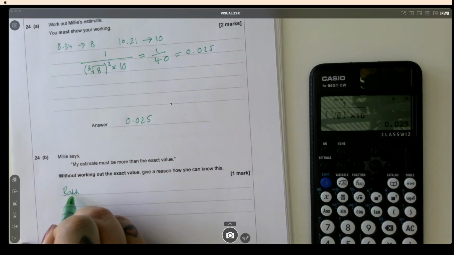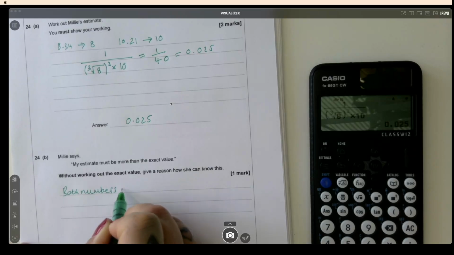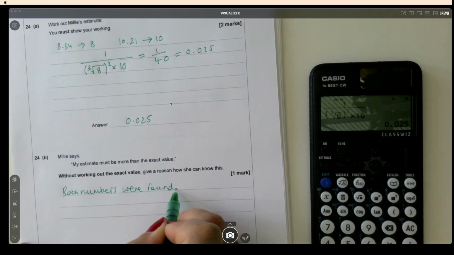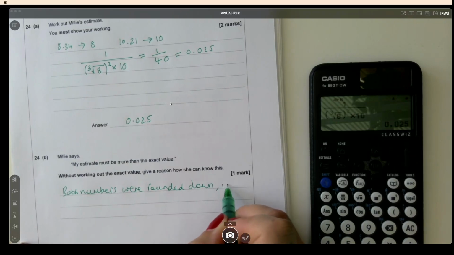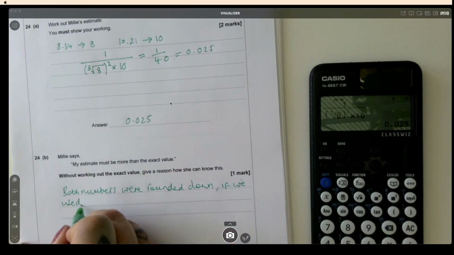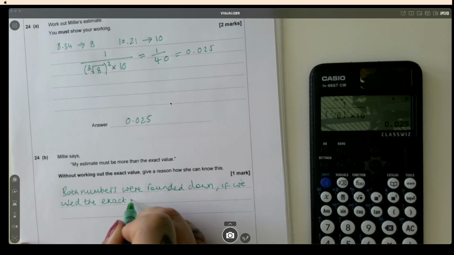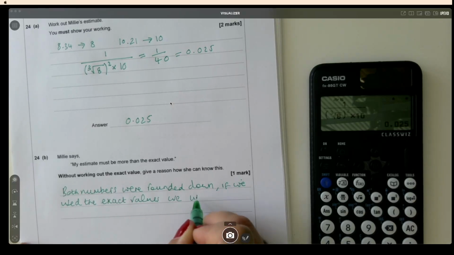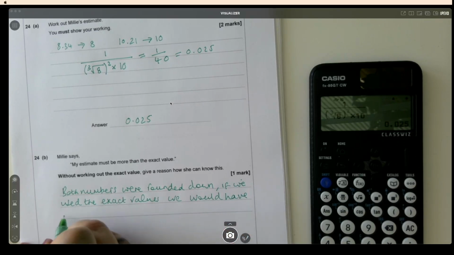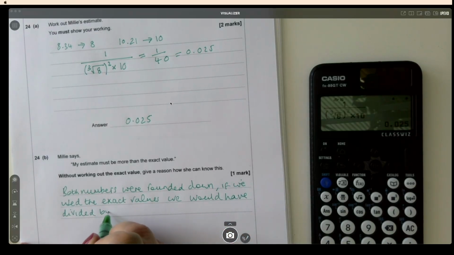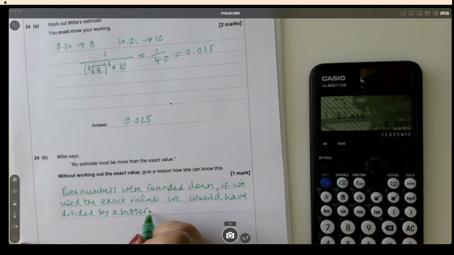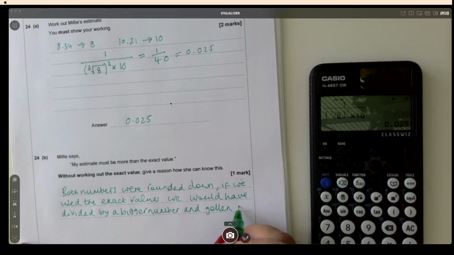So both numbers were rounded down. If we used the exact values, we would have divided by a bigger number and gotten a smaller answer. Because the bigger the number you divide by, the smaller your answer is going to be.